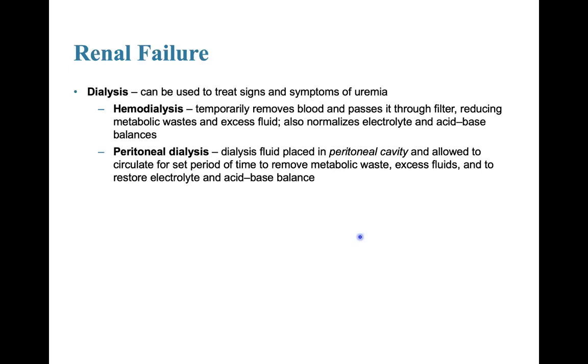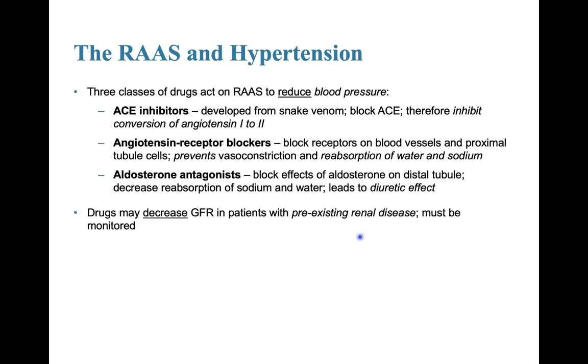Hemodialysis temporarily removes blood and passes it through a filter, reducing metabolic waste and excess fluid. It also normalizes electrolyte and acid-base balances. Peritoneal dialysis is where dialysis fluid is placed into the peritoneal cavity and allowed to circulate for a set period of time to remove metabolic waste and excess fluids, and then eventually to restore electrolyte and acid-base balances.